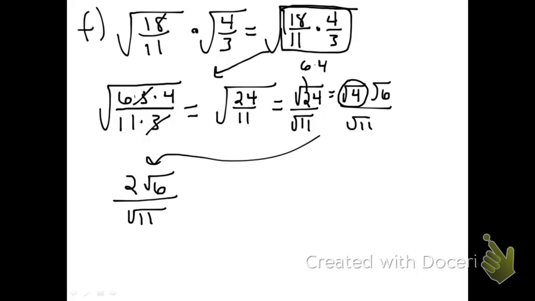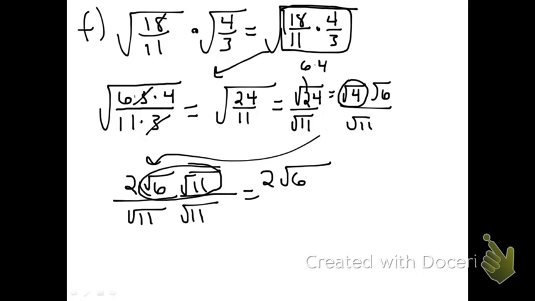Now this is very close to being completed. However, I can't have this radical in the bottom. So what I have to do is rationalize by multiplying the numerator and denominator by that radical. If I do, I'm going to combine the radicals. These are like numbers together. So I'm going to have 2 out in front, and the square root of 6 times 11 over 11, because root 11 times root 11 is just going to be the number 11.